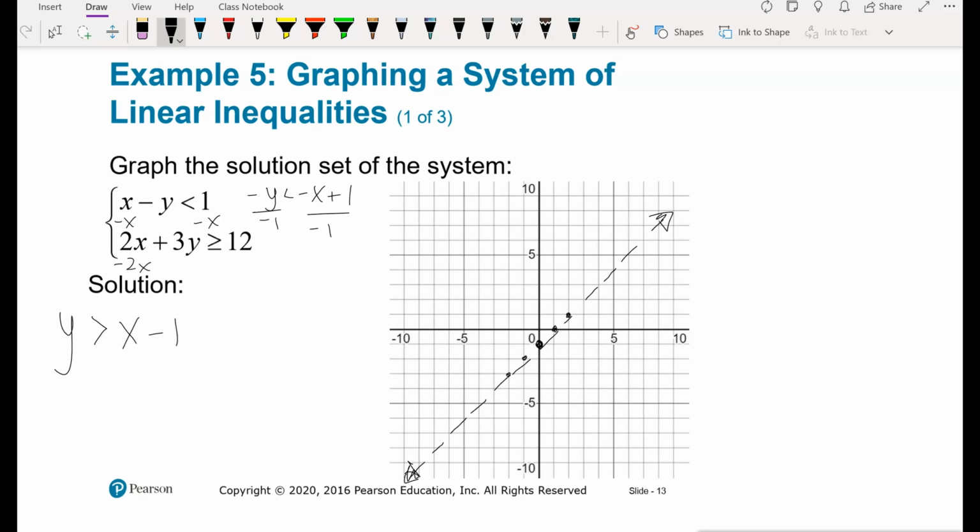All right, then the next one, so minus 2x. We have 3y greater than or equal to negative 2x plus 12. Then divide by 3, so y is greater than or equal to negative 2/3 x plus 4. So up 4: 1, 2, 3, 4. Then we're going to be down 2 over 3, down 2 over 3, up 2 over 3. And this is going to be a solid line.